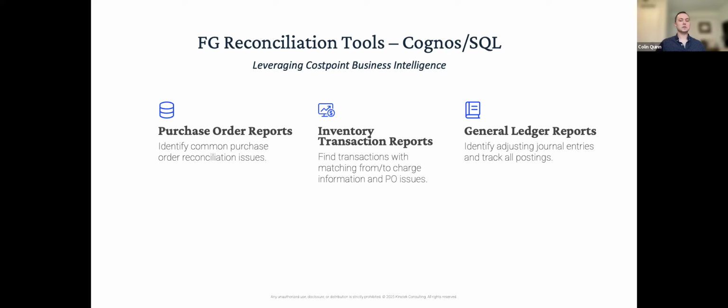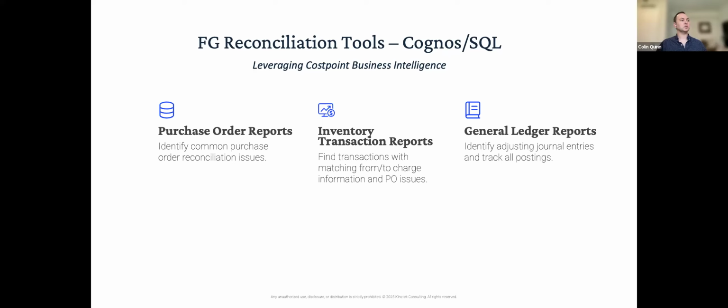Next, we have our inventory transaction reports. So these can be used to identify problematic or non-impactful inventory movements, right? So those transactions where the project account and org is the same on both sides of the transaction will not hit the GL and will cause variances. So be very wary of that.